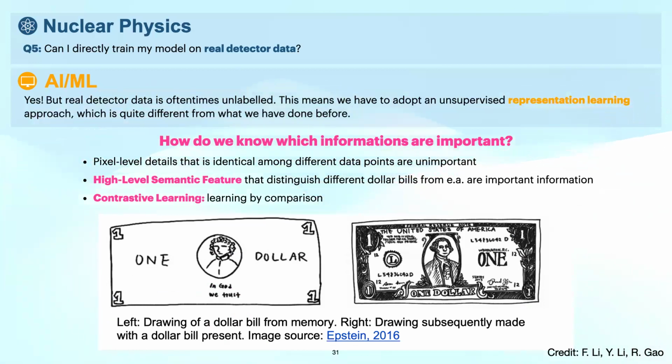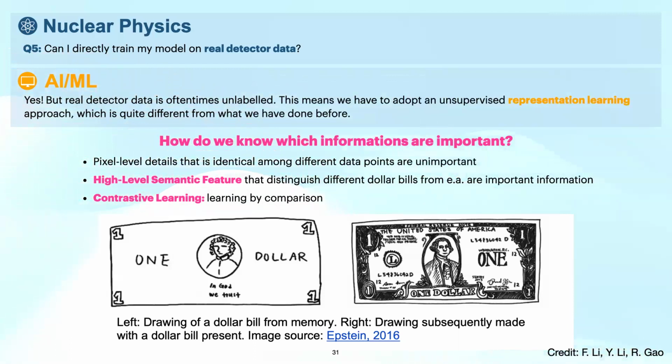First we ask a student to draw a $1 dollar bill without having a $1 dollar bill in front of the student. So the student is purely drawing from their memory. In this case, the bill that they draw is something like this. But on the right, we have the same student doing the same thing, but with the dollar bill present in front of the student. In this case, the student is drawing the dollar bill something like this.